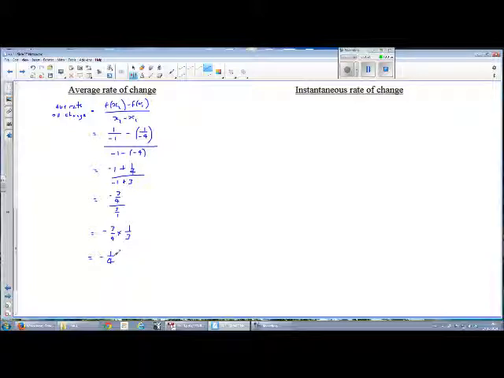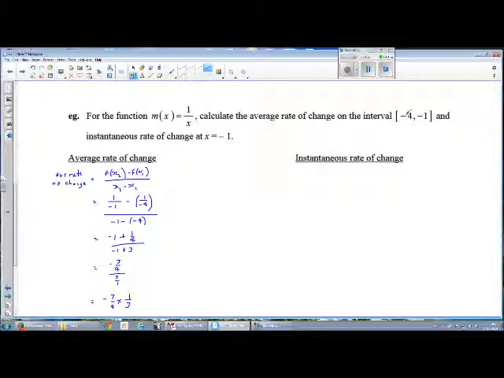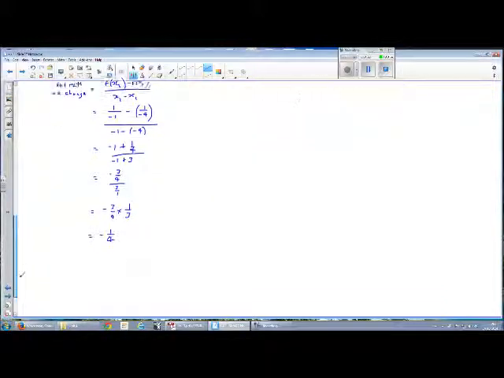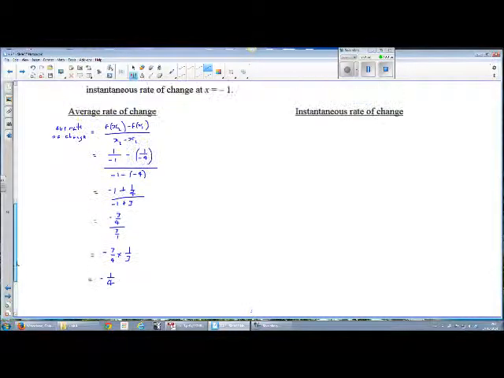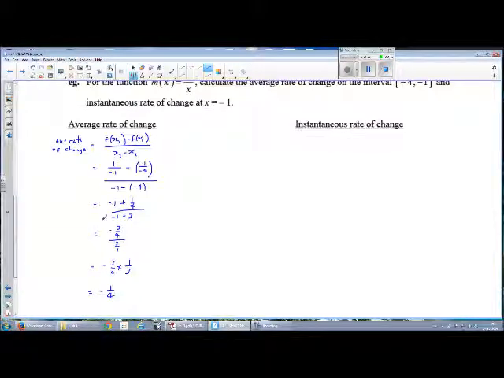So the average rate of change of the function m of x equals 1 over x on the interval from negative 4 to negative 1 is negative 1/4. Okay, so now the instantaneous rate of change, those we're going to be estimating, of course, the estimated instantaneous rate of change. We start out with the average rate of change formula again. I'm going to have to really squeeze this in tight because it's going to be fairly lengthy. So the average rate of change is 1 over a plus h minus 1 over a all over h.